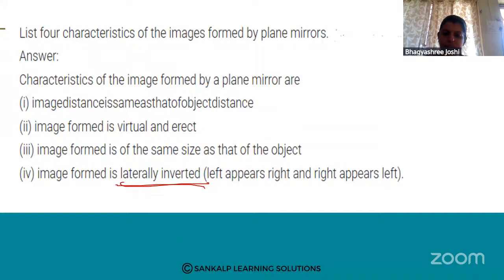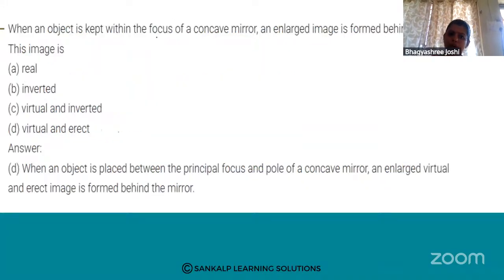Right, next: when an object is kept within the focus of a concave mirror, an enlarged image is formed behind the mirror. This image is? So here you are keeping the object within focus of a concave mirror, an enlarged image is formed behind the mirror. If you are getting the image behind the mirror, that means behind the screen you are getting the image, that means that is virtual image. Right, so virtual and erect.